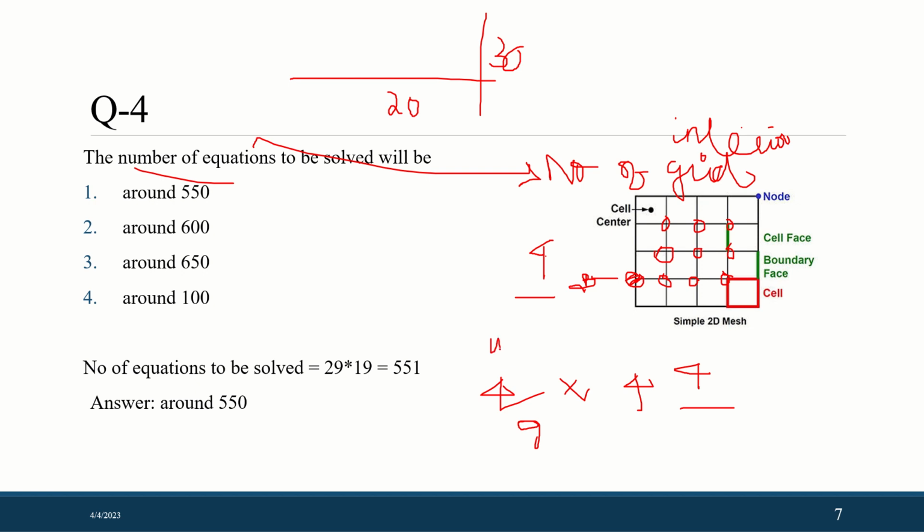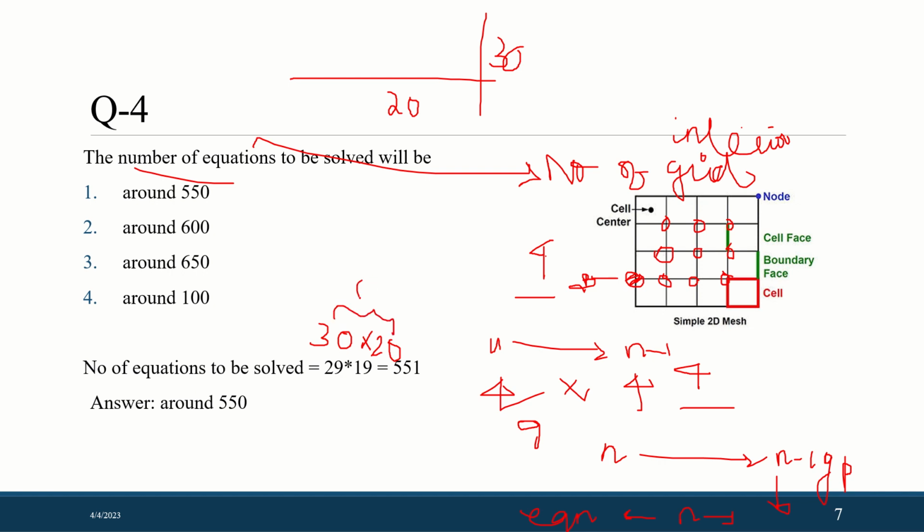So if there are n cells, we have n minus 1 grid points. So for n cells, we have n minus 1 interior grid points, and n minus 1 number of equations need to be solved. Right. So for this problem, we would be having 30 cross 20 when we are putting it in the equation. These many cells we have, right? 600 cells we have.